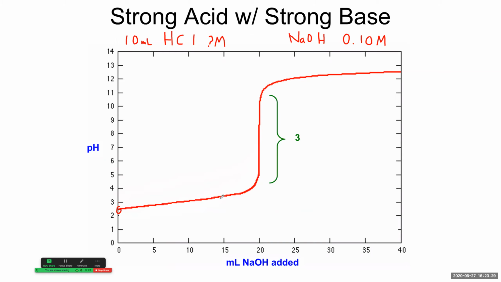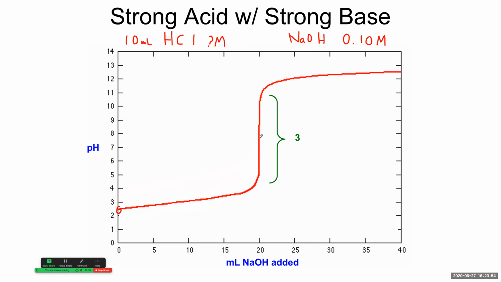Region 3 is the point where we've reached the endpoint, and with one drop of base, the pH increases all the way up to the basic pH. The solution turns basic. So it'll go from acidic to basic extremely rapidly. And that's because at the endpoint, the solution is neutral.